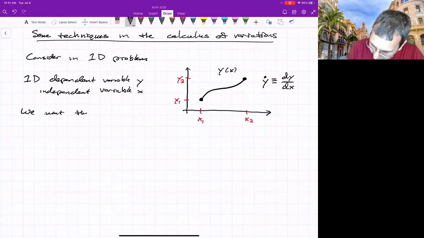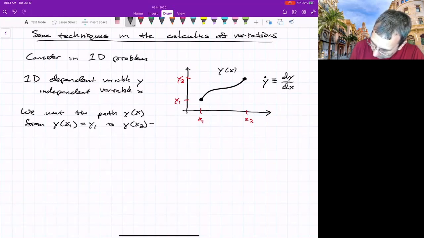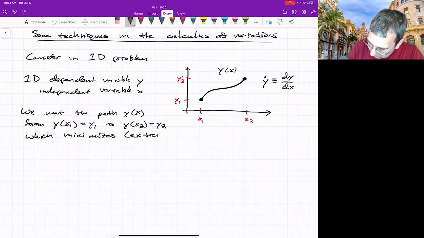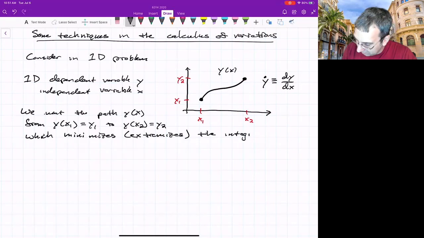We want the path y of x from y at x1 equals y1 to y at x2 equals y2, which minimizes, or actually more generally just extremizes, the integral. So we're going to write an integral.